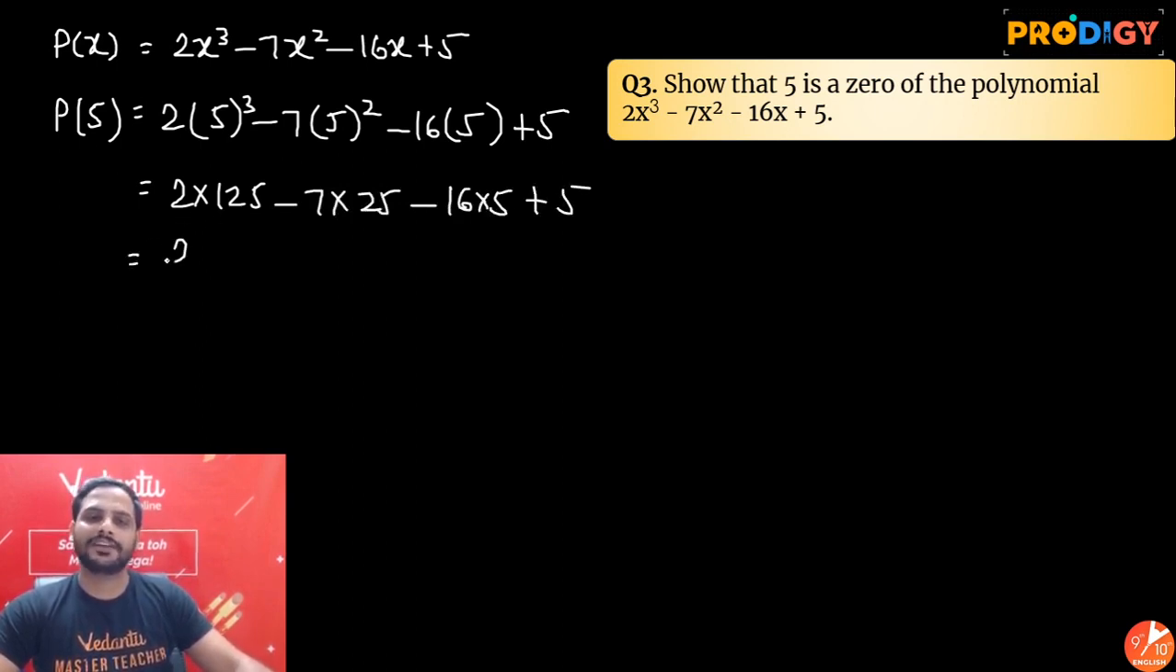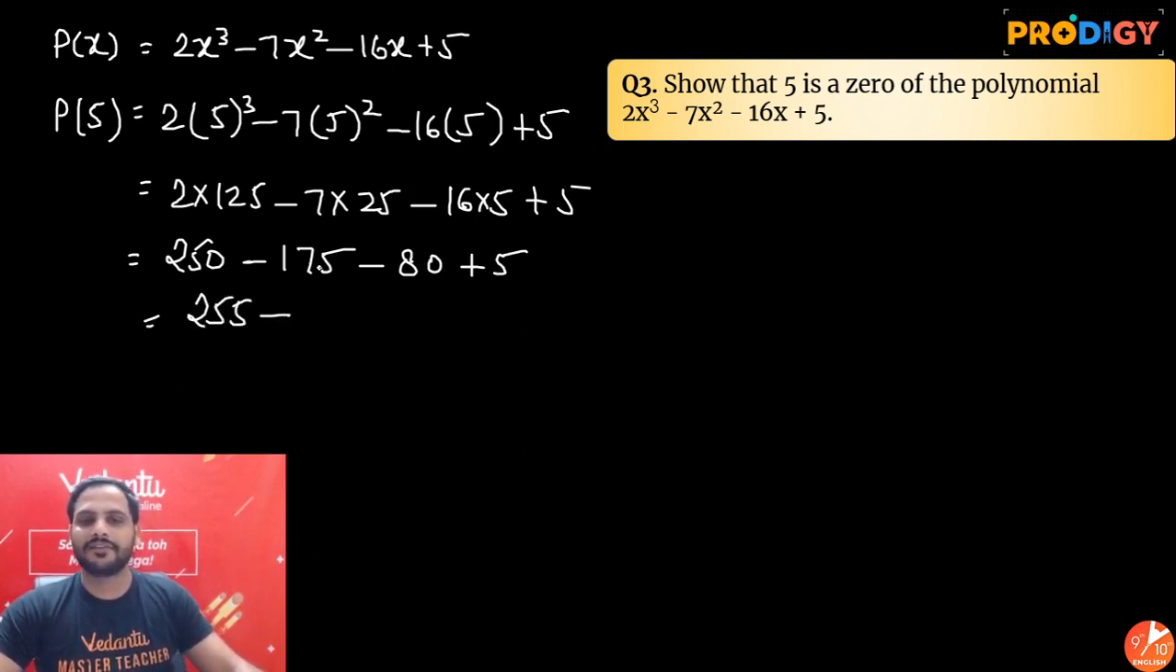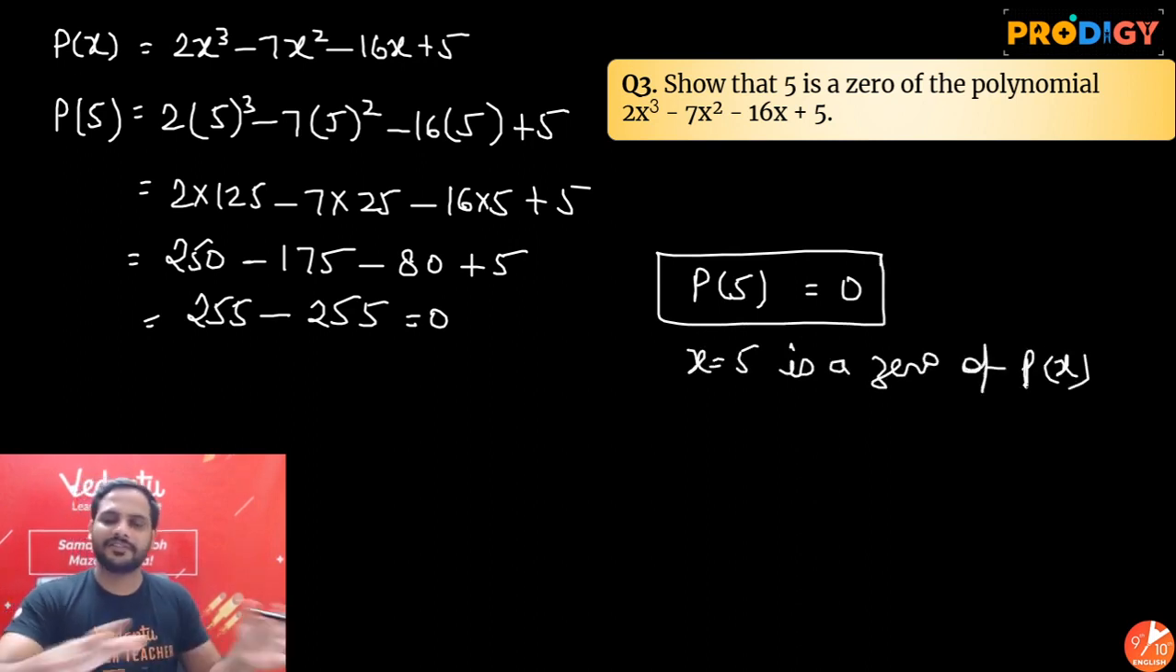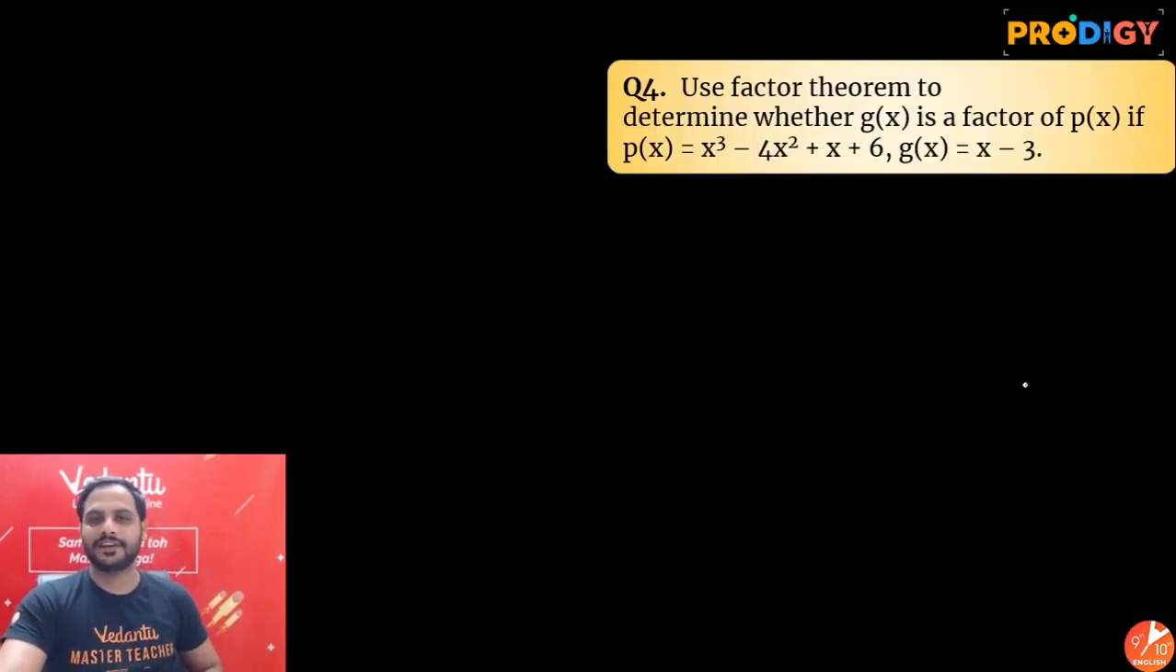So 2 into 5 cube is 125, minus 7 into 25, minus 16 into 5, plus 5. So 2 into 125 is 250, 7 into 25 is minus 175, 16 into 5 is minus 80, plus 5. So we have got 255 minus 255, which is equal to 0. So since p of 5, the value of the polynomial at 5, is equal to 0, we can say x equal to 5 is a 0 of p(x). Yeah, see, first session, very easy, very easy.